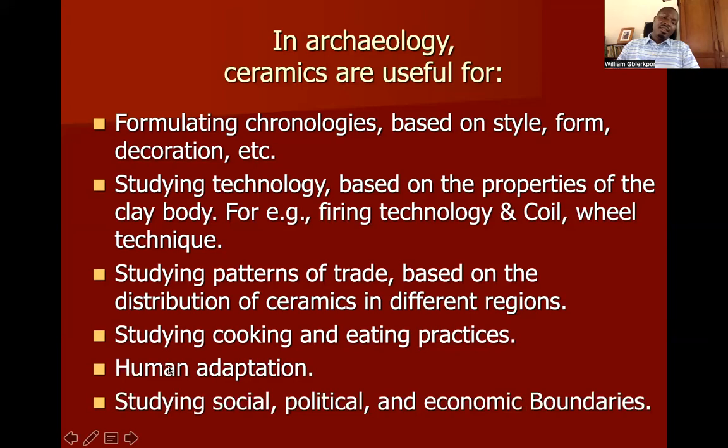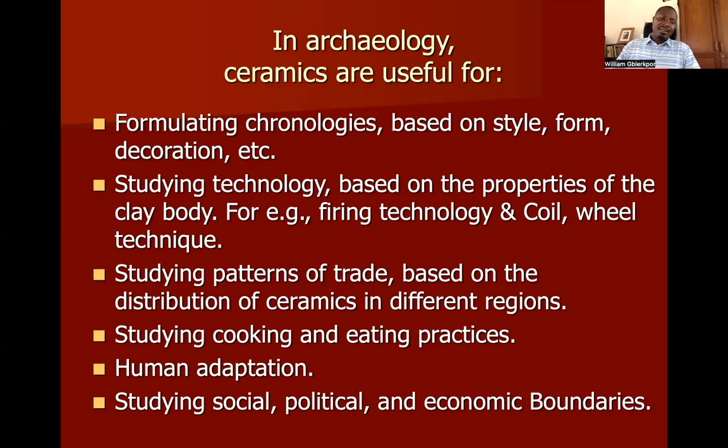So in a harsher environment where you are no longer getting access to foods that you can boil, you may go into roasting, and you may be cooking starchy food, where we can see the starch when we do lipid analysis. Or we can see that you are grinding more peppers or more tomatoes based on the residue analysis.